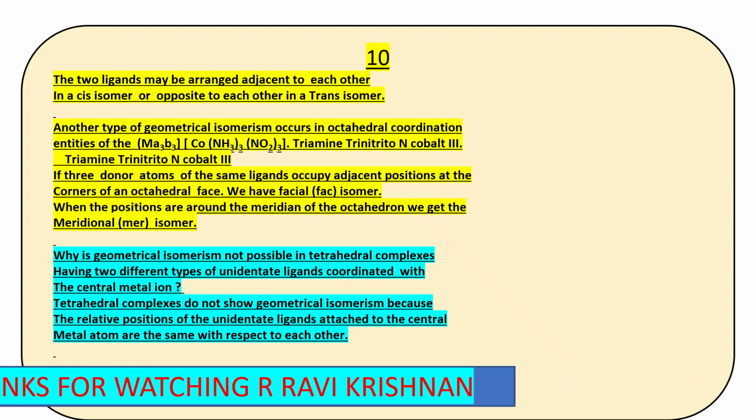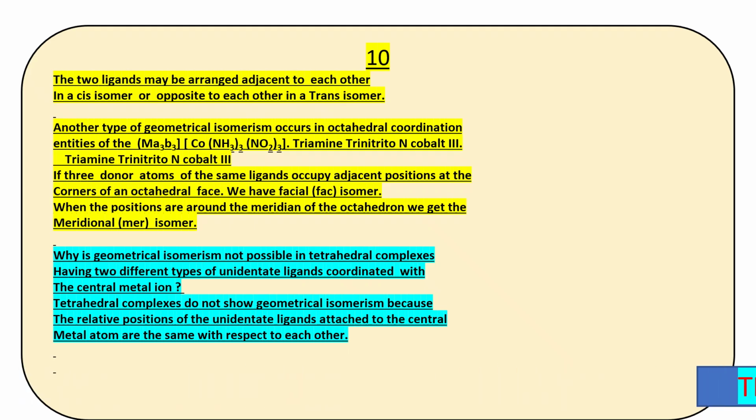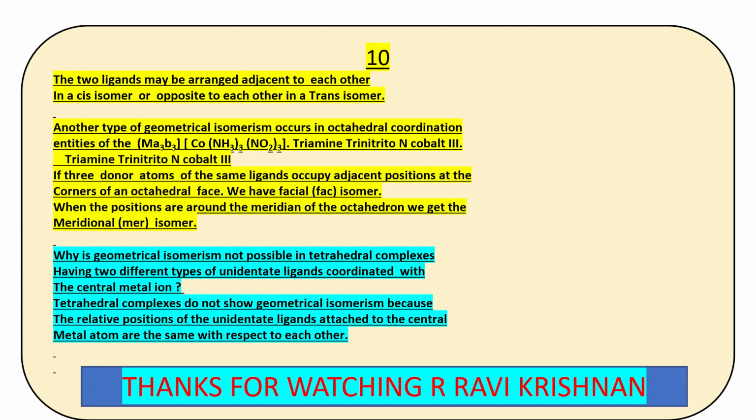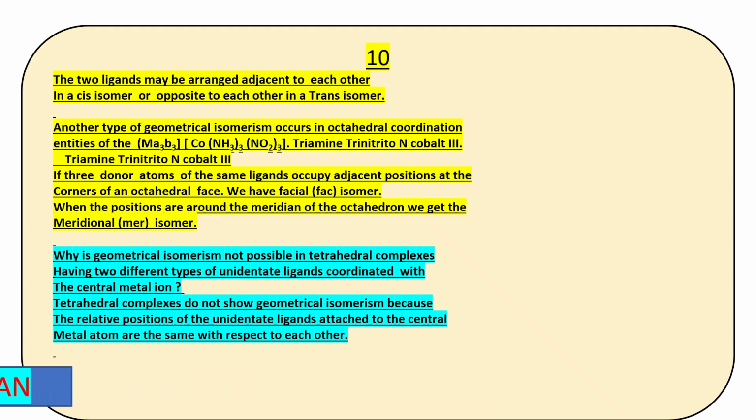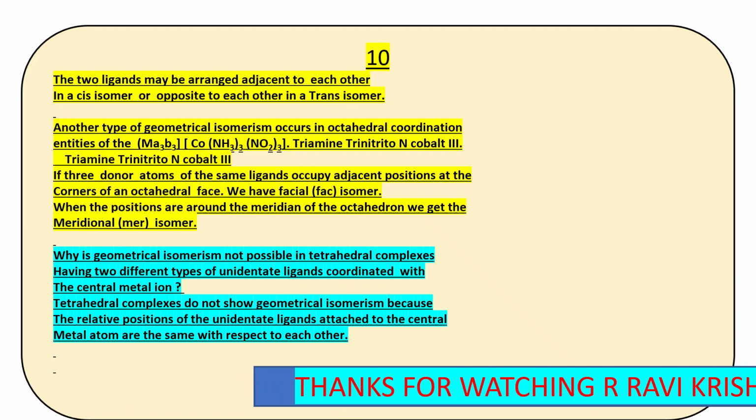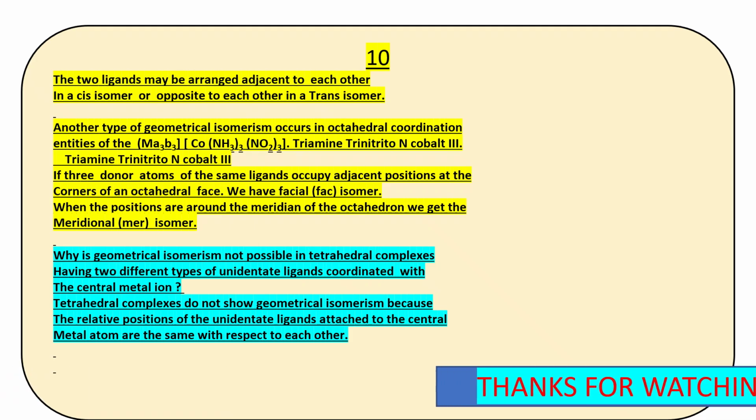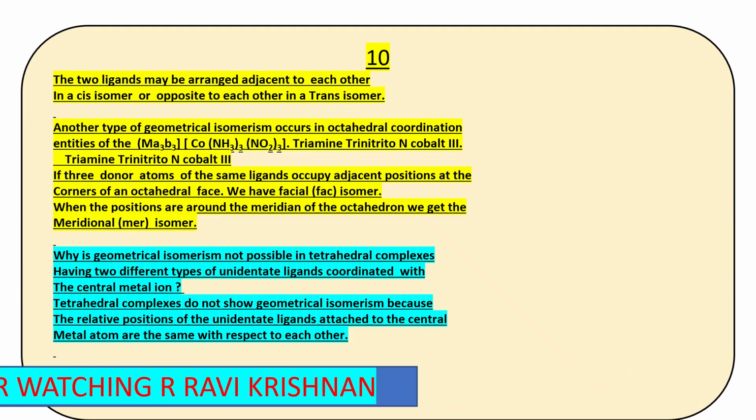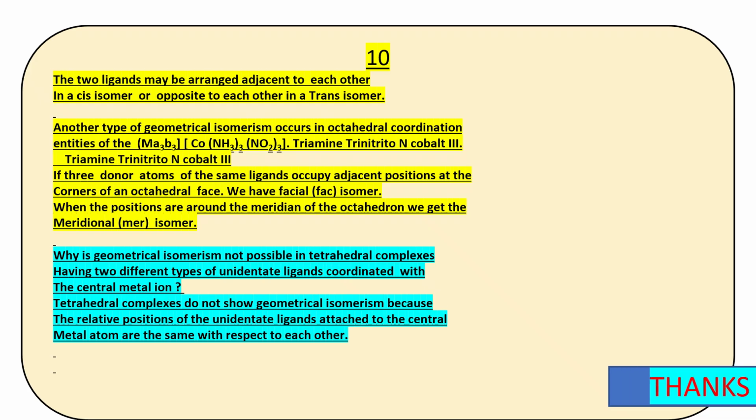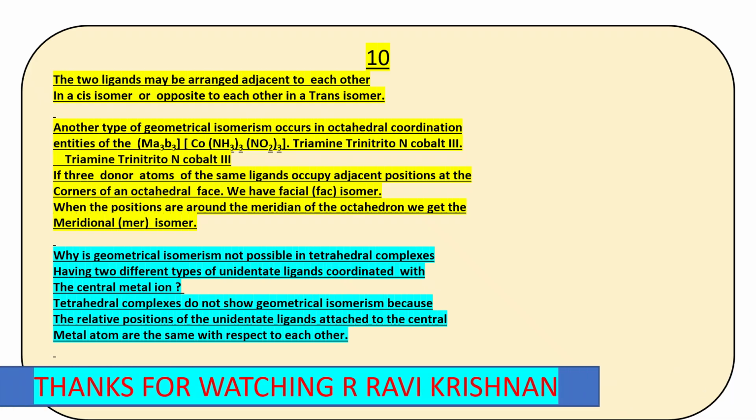Why is geometrical isomerism not possible in tetrahedral complexes having two different types of unidentate ligands coordinated with the central metal ion? Tetrahedral complexes do not show geometrical isomerism because the relative positions of the unidentate ligands attached to the central metal atom are the same with respect to each other.